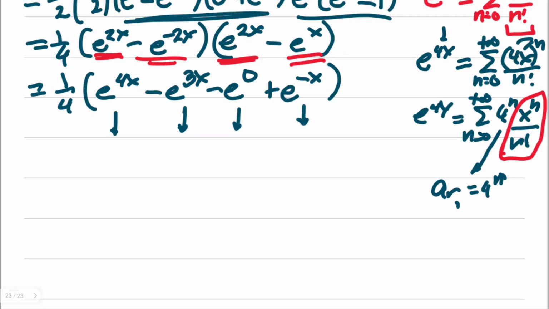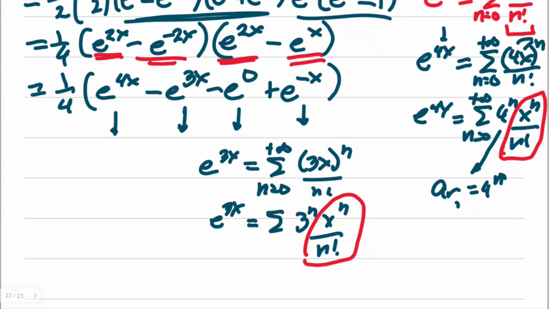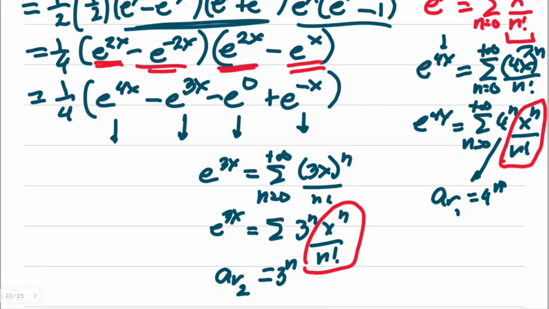Next, let us consider e to the power of 3x. Okay, a similar thing, the summation of (3x)^n over n factorial, as n starts from 0 to positive infinity. So you have here the summation of 3^n x^n over n factorial, that's e to the power of 3x. So basically, same thing as earlier, our a sub r here, to separate from the first, a sub r sub 2 is equal to 3^n.